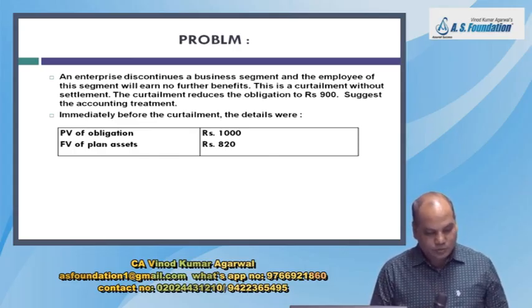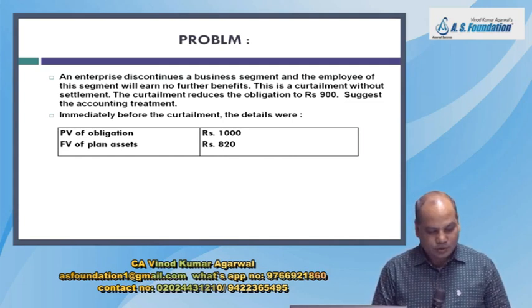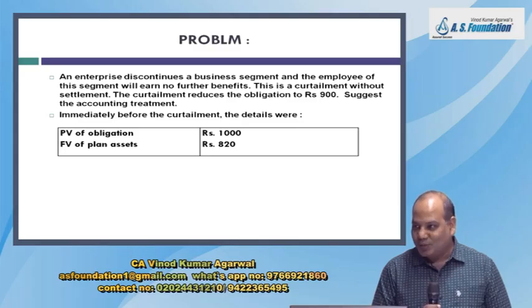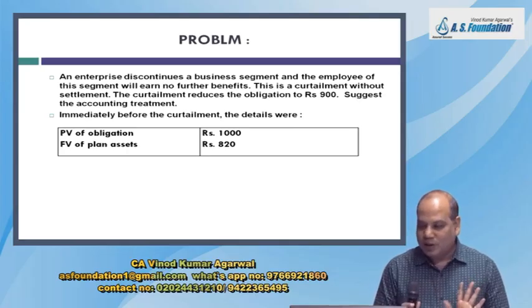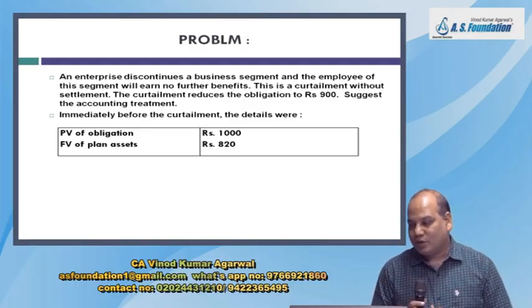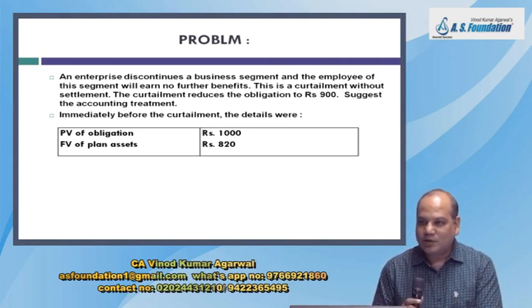Now dear student, come to question number 16. Oh, answer not there. An enterprise discontinues a business segment and the employees of this segment will earn no further benefit. This is a curtailment but without settlement. Means we are not paying him anything. So what I need to do? I need to revise my calculations. And the difference between the previous calculation and revised calculation will be recognized in P&L account.